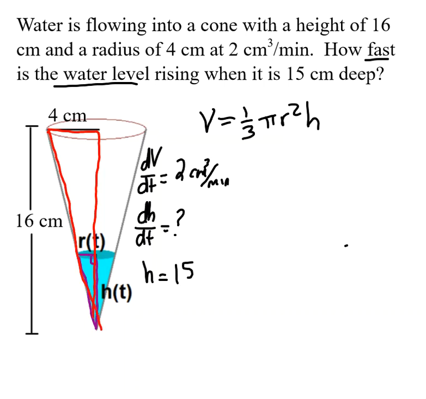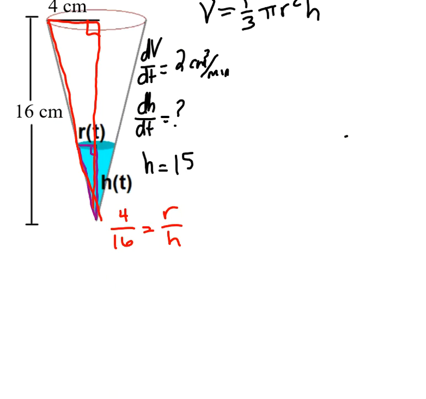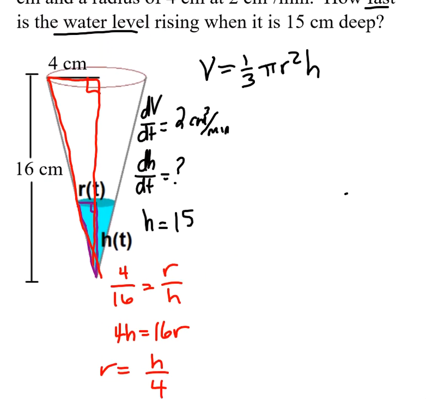They share that common angle at the peak of the cone, and they both have right angles there, and they share a common angle at the base as well. So here we have 4/16, radius over height, has to equal r over h. What I can do here is cross multiply and have 4h is equal to 16r, and r is equal to h over 4. I'm solving for r because I want to eliminate that variable.